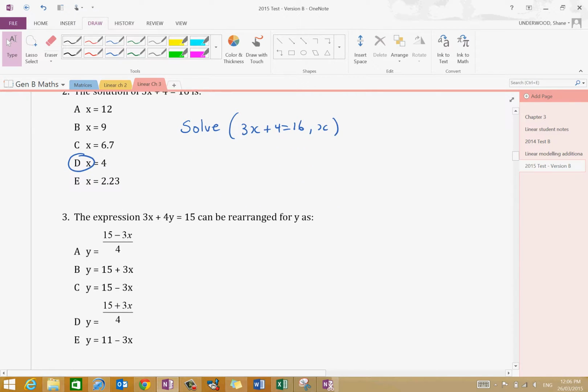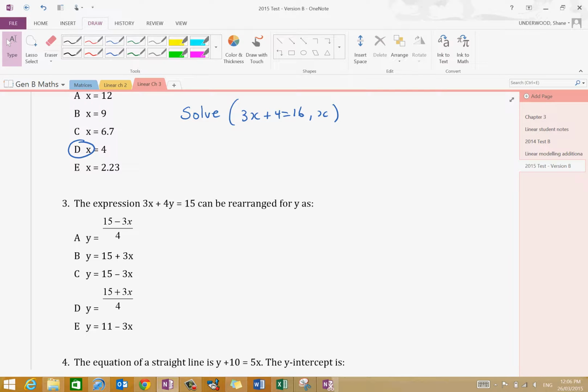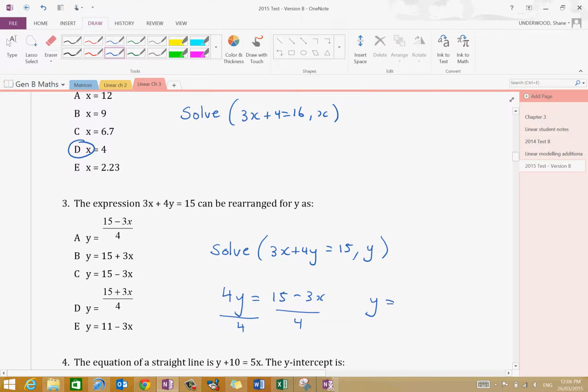Question 3 was not done so well, but once again, this was a CAS calculator problem. We're solving 3x plus 4y is equal to 15, comma y. That will give you y in terms of x. Otherwise, we could have done it by hand: if I subtract 3x from both sides, I'm going to have this, and then I divide both sides by 4, which gives me y is equal to 15 minus 3x over 4, which was answer A.